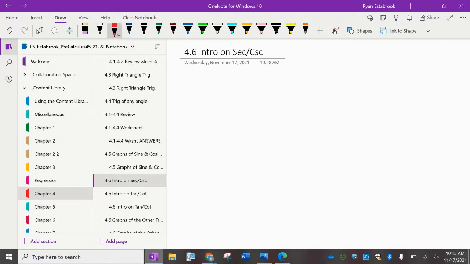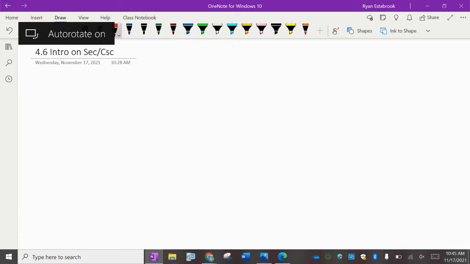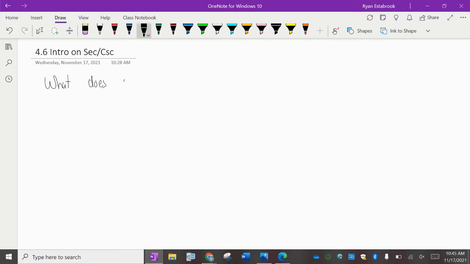Let's go back to the notes and put this in here. Question: what does y equals secant of x look like? We just saw an example of it on Desmos. Let's go ahead and make our own copy on our own paper in our own handwriting.